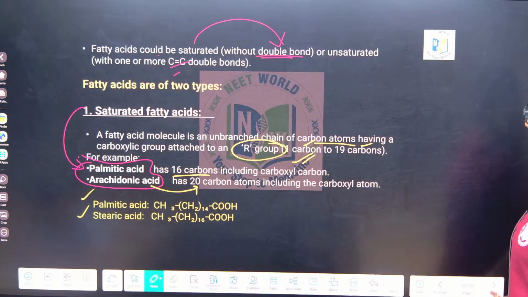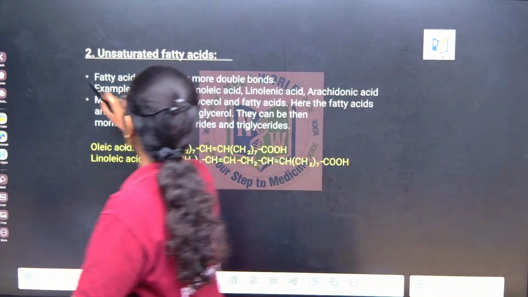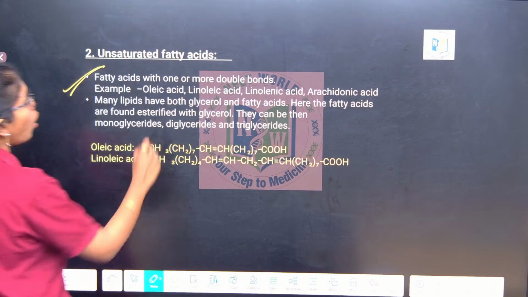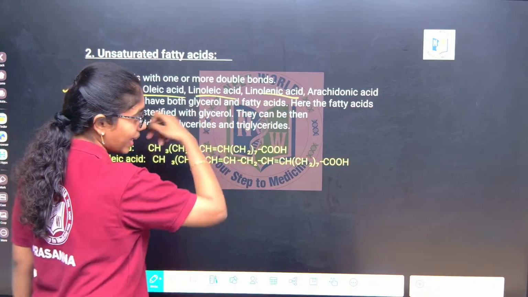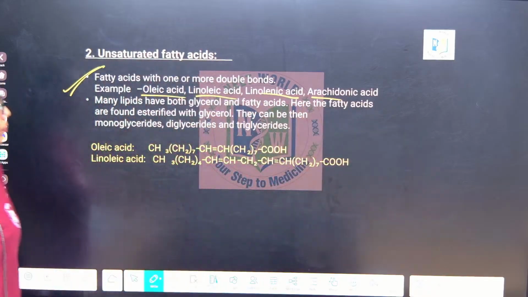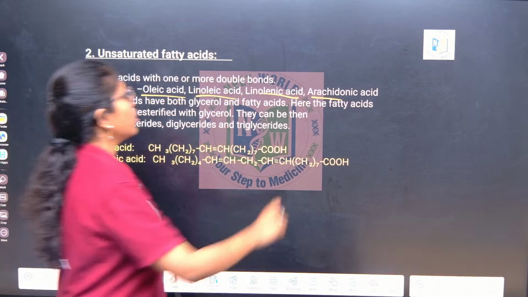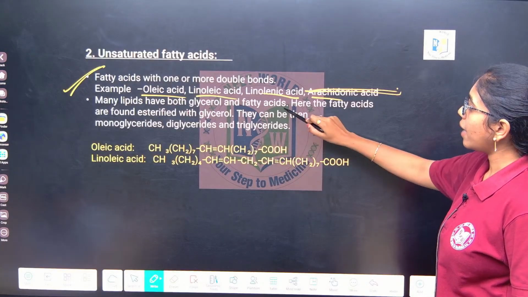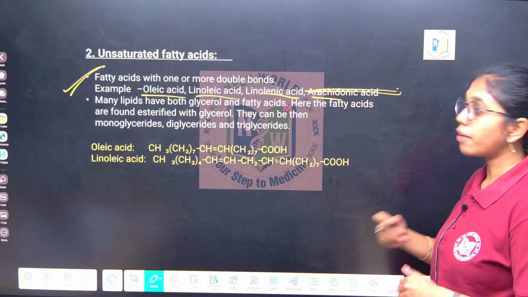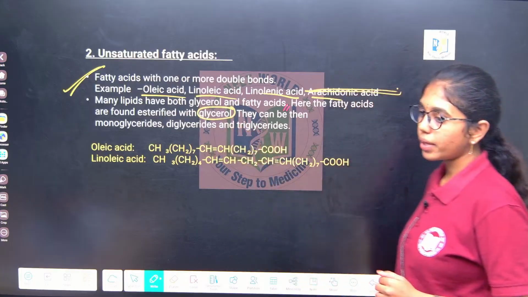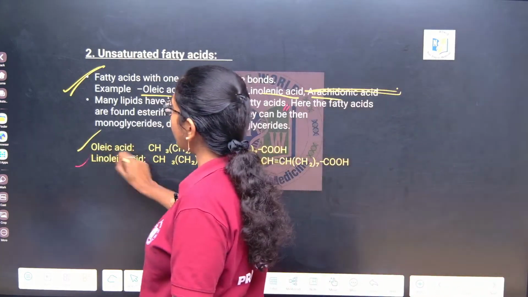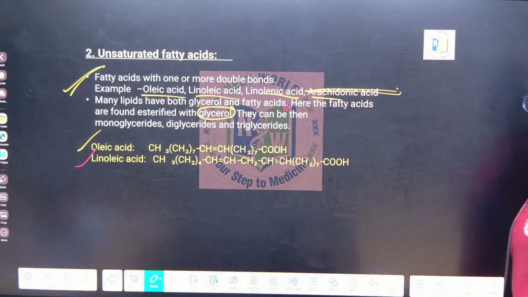Fine. Next, unsaturated fatty acids. Fatty acids with one or more double bonds. What are the best examples for this? Oleic acid, linoleic acid, linolenic acid and arachidonic acid. Many lipids have both. This you consider under saturated only. Many lipids have both glycerol and fatty acids. Here the fatty acids are found esterified with the glycerol. They can be mono, di or triglycerides. For example, oleic acid and linoleic acid. Got the examples of unsaturated and saturated fatty acids, beta?